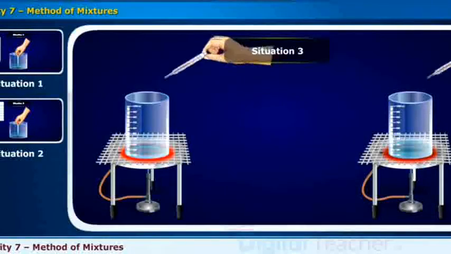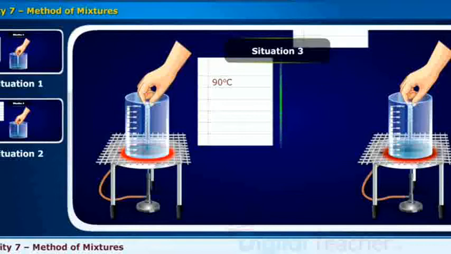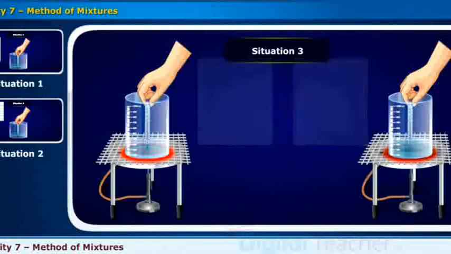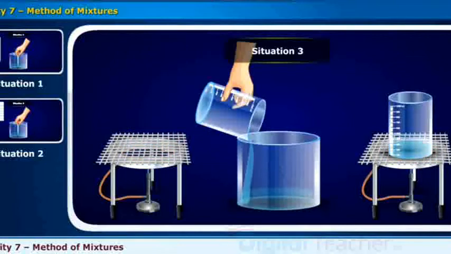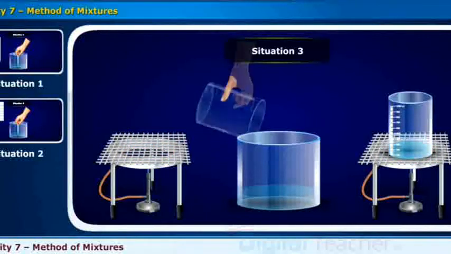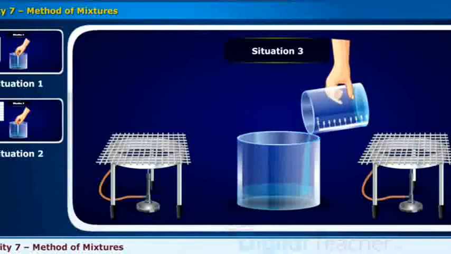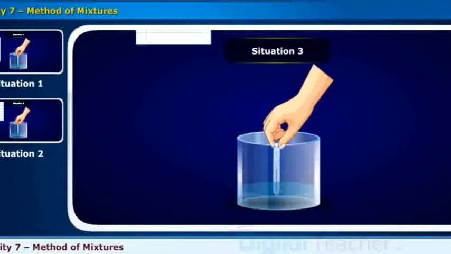Situation 3. Now take 100 milliliters of water in one beaker and heat it to 90 degrees Celsius. Similarly, take 200 milliliters of water in another beaker and heat it to 60 degrees Celsius. Mix the water into a large beaker from these beakers. Measure the temperature of the mixed water in the larger beaker.